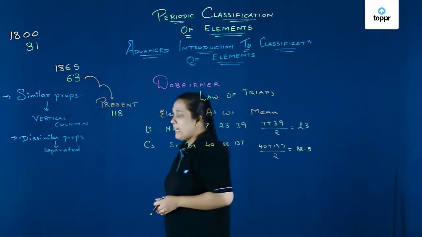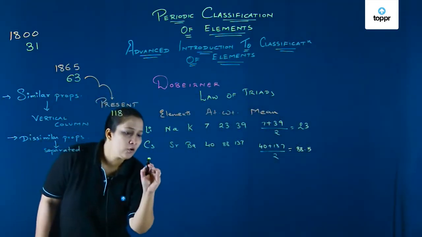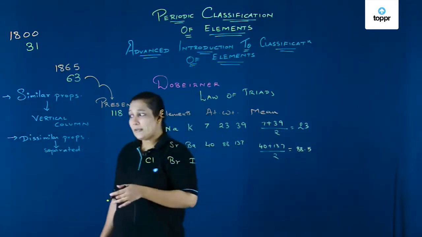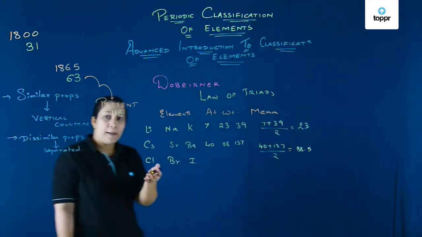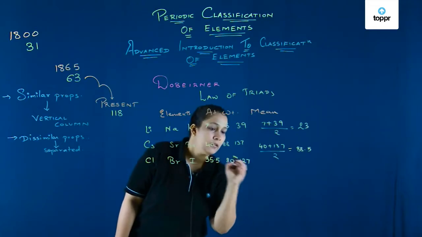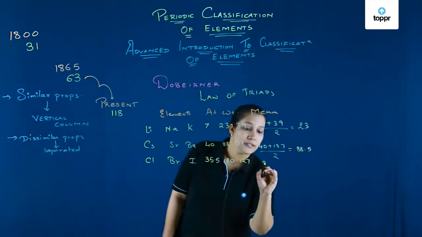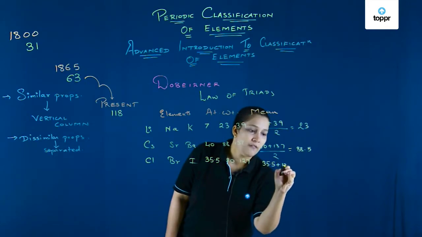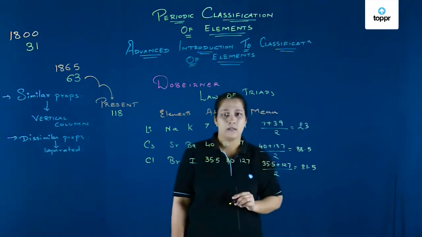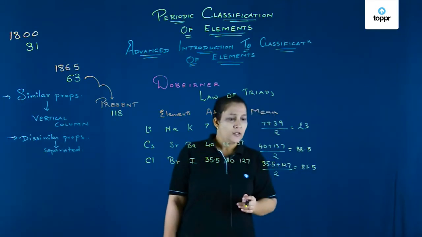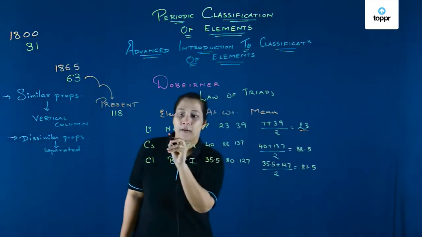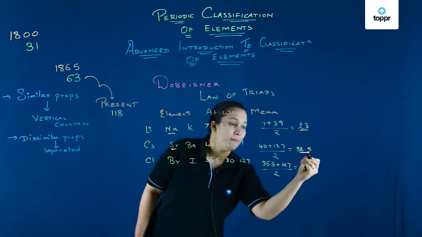Then again, I had one more set, which was chlorine, bromine, and iodine clubbed together. The atomic weights were 35.5, 80, and 127. The addition of the first and the third element fetched me a figure nearby 80, something like 81.5, I guess. Okay, 81.25 maybe. So in such cases, it was matching up with the middle element's atomic mass.